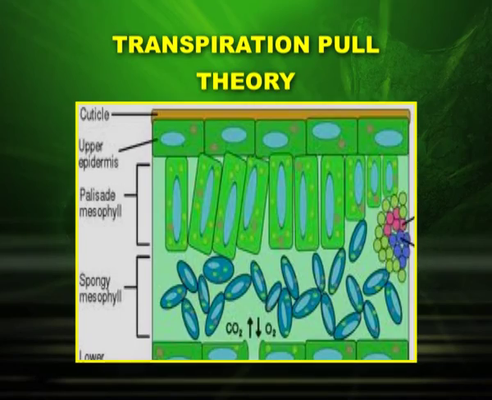Now before we go into the detail of the transpiration pull theory, it is necessary to have a look into the internal structure of the leaf. You can see in the following diagram, the leaf having an upper epidermis, palisade mesophyll, spongy mesophyll and the lower epidermis with stomata, which help in the exchange of gases, carbon dioxide and oxygen. The following diagram explains the transpiration pull theory very well.